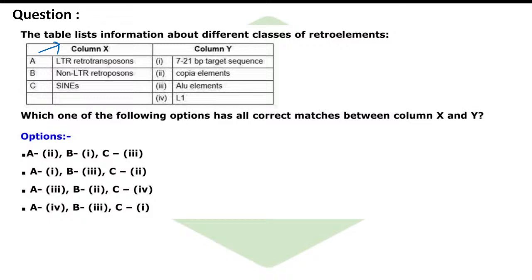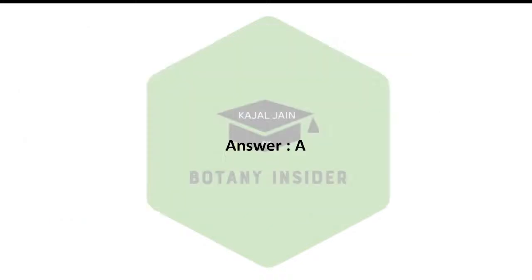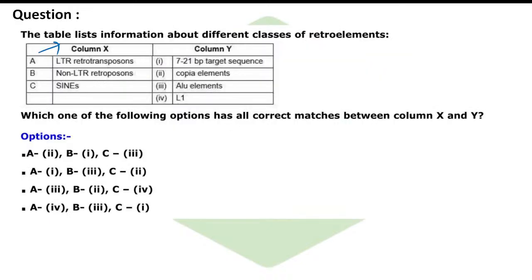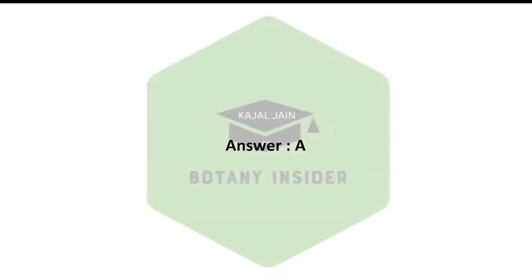Let's see. LTR, non-LTRs and SINE. These are all classes of the retrotransposons. So the answer is option A, in which LTR belongs to the copia element, non-LTR has 7 to 21 base pair target sequences, and SINE is the Alu element. So A is the correct answer for this particular question. Simple and easy question, basic question. If you have learned about these things, you will never make a mistake in such a question.